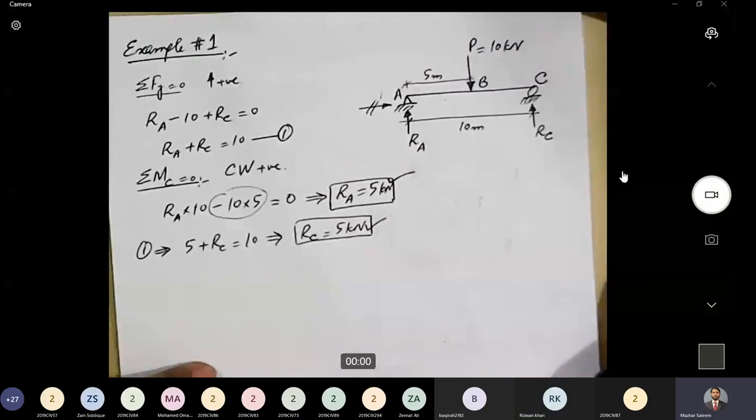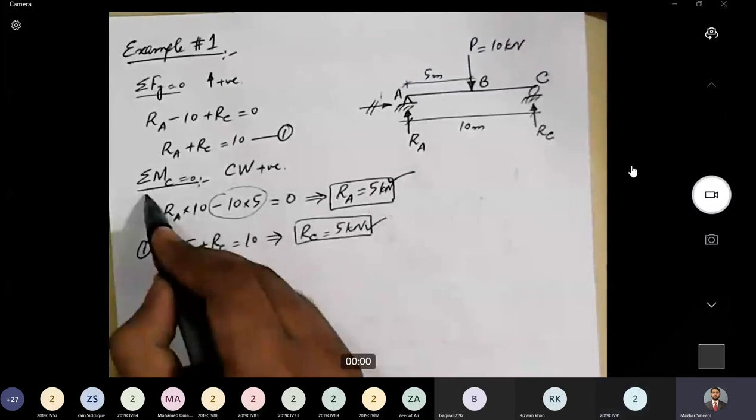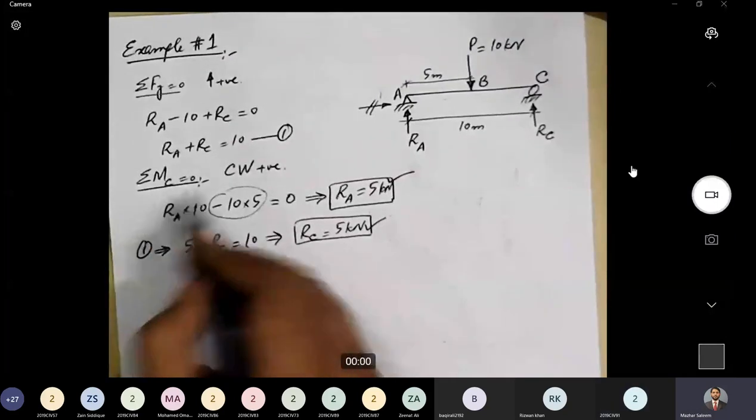91, please go ahead. Sir, can we write in the moment equation that clockwise moment is equal to counterclockwise moment? Can we form the equation like this? Clockwise and counterclockwise movements are equal. That is why we are saying sigma MC is equal to 0.